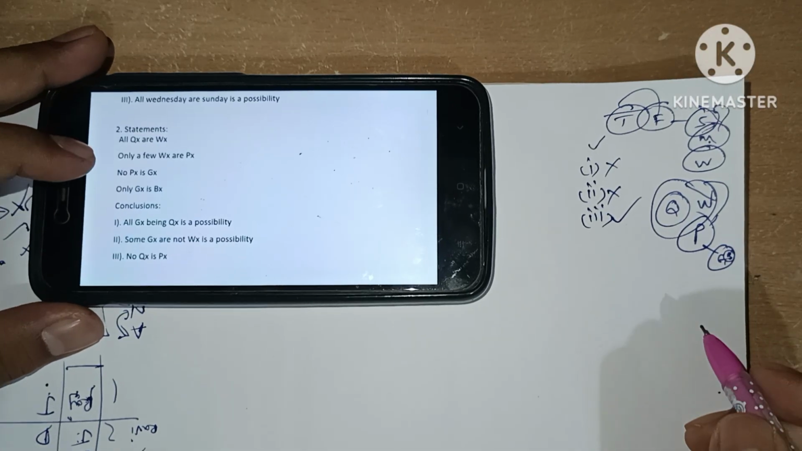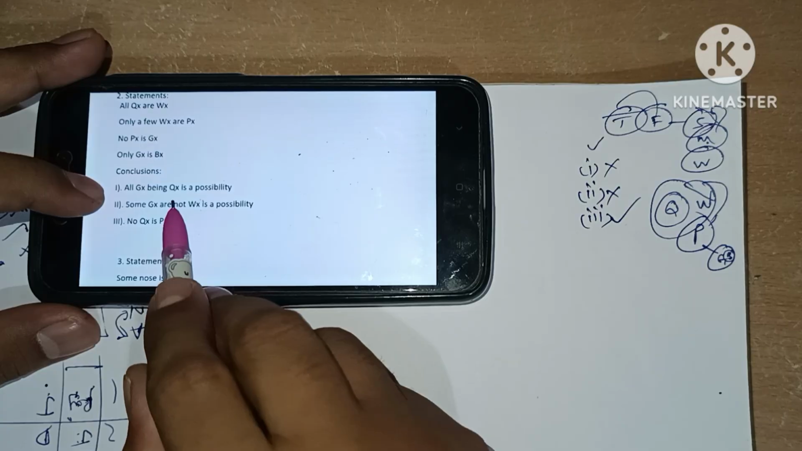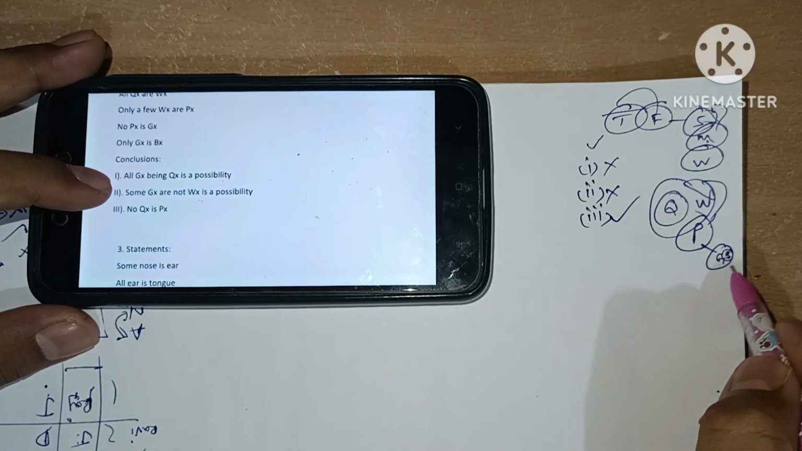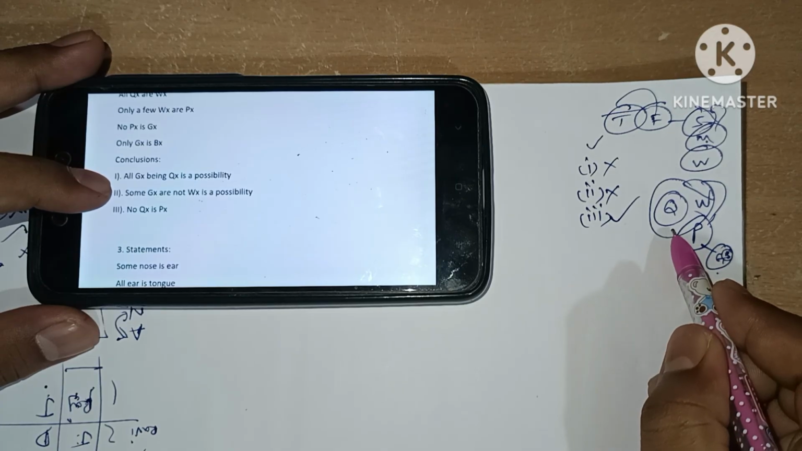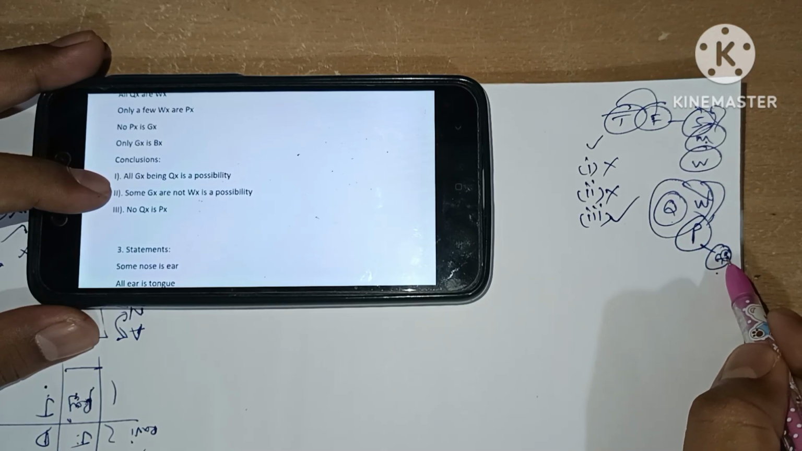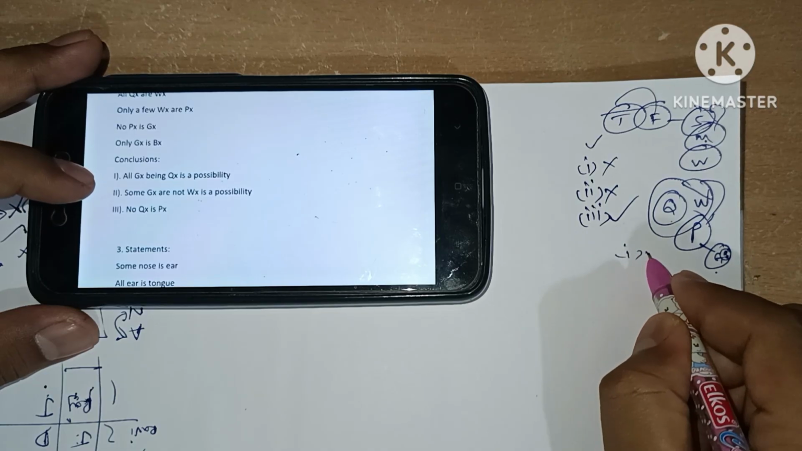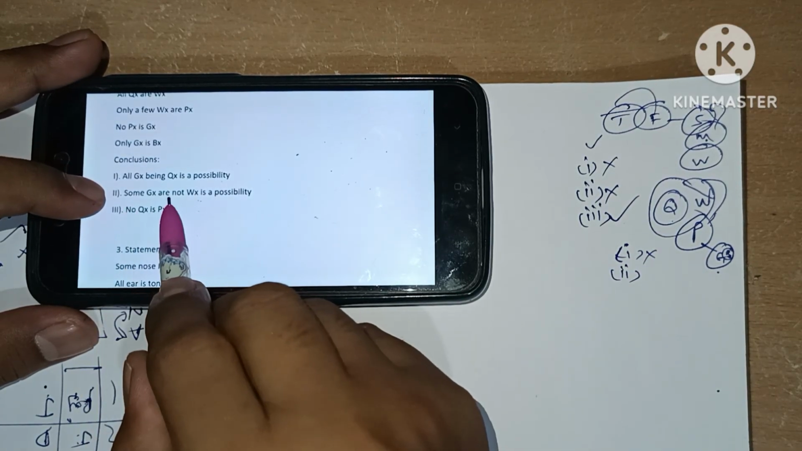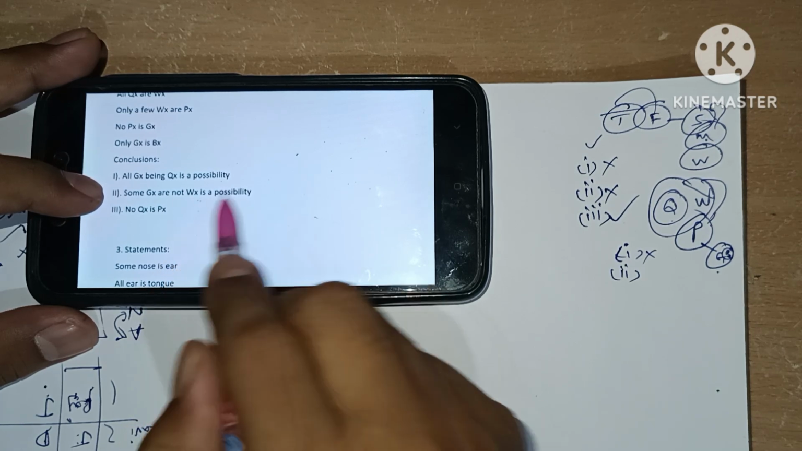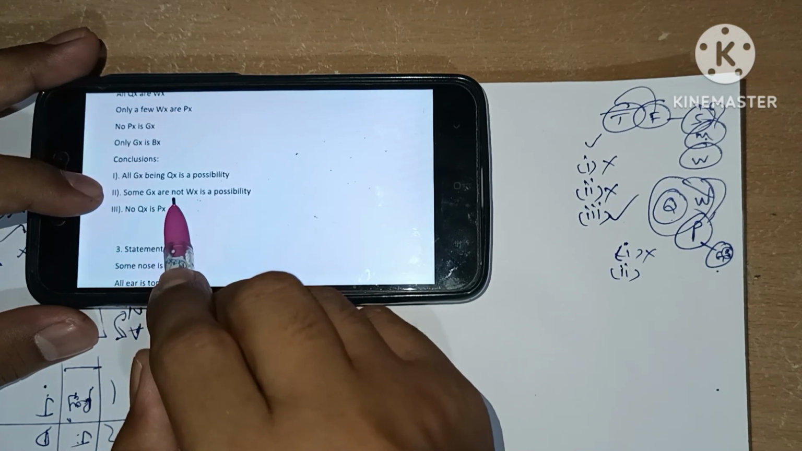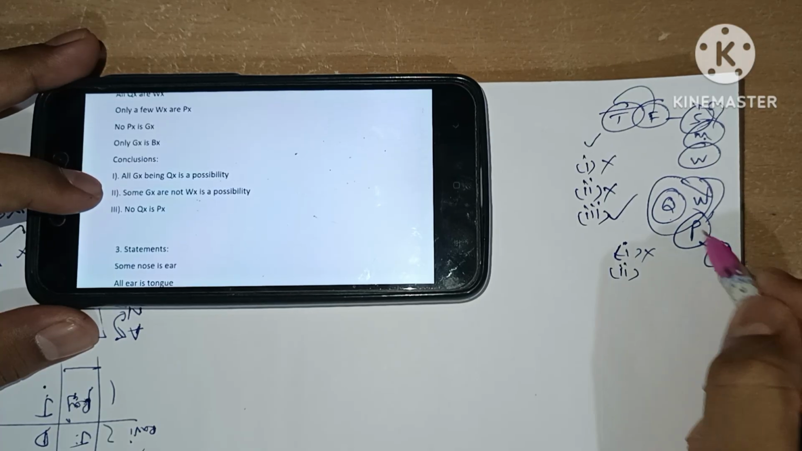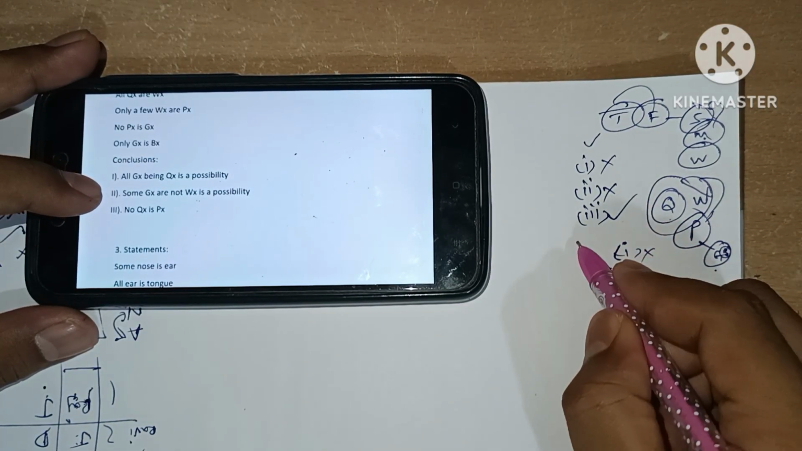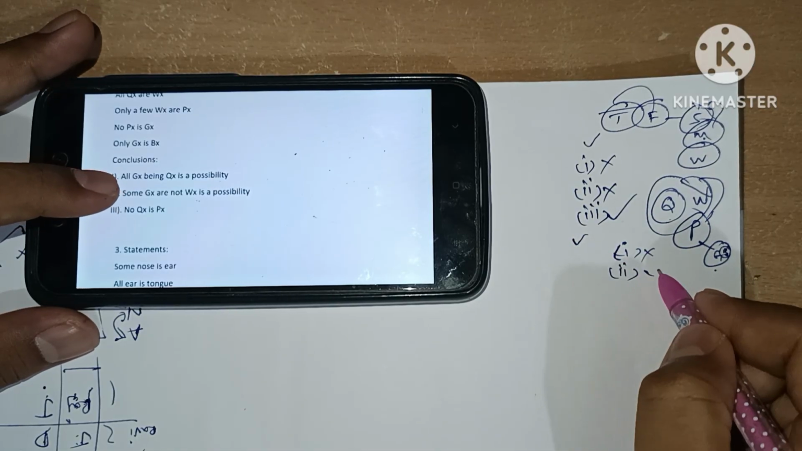Let's see the conclusions. All G being Q is a possibility. All G being inside Q. Is it possible? No, it is not possible because of the B. So all case fails. First one false. Second conclusion, some G are not W is a possibility. Leave possibility aside. All G can be W. All case fails means some not case will be true. True is a possibility.